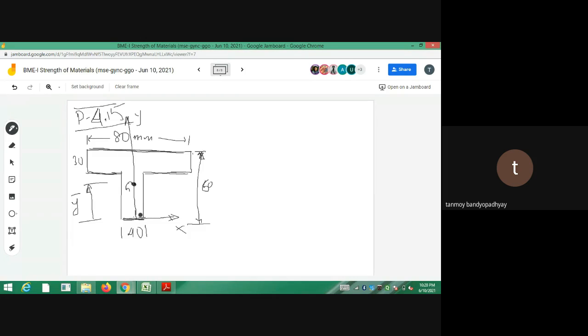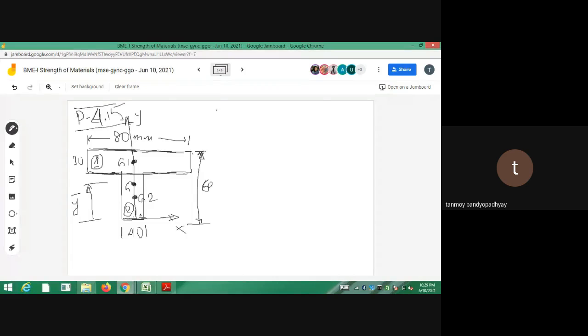Okay? So what we do is we divide it into two rectangles. So this is the first rectangle, the top rectangle, and we divide it into a bottom rectangle. Each of the rectangles will have its own centroid. So this is G1 and this is G2. Okay, so let's go about calculating.